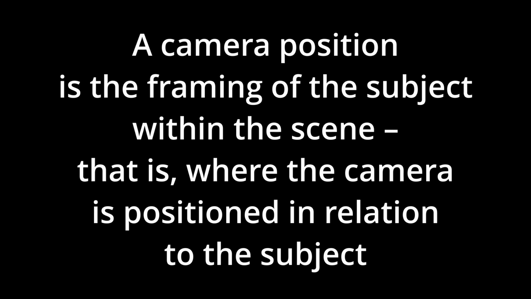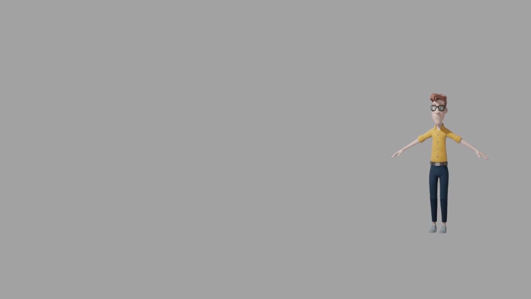A camera position is the framing of the subject within the scene. That is, where the camera is positioned in relation to the subject. The wide shot places the subjects within the scene and establishes the place where the subject is located. These types of shots can also be used to present the subject as being lonely, sad, or placed outside of the action.